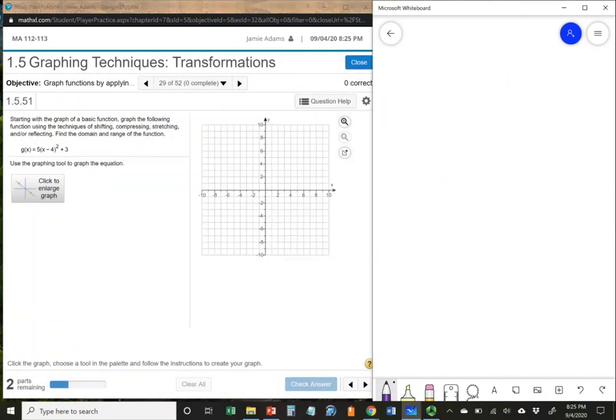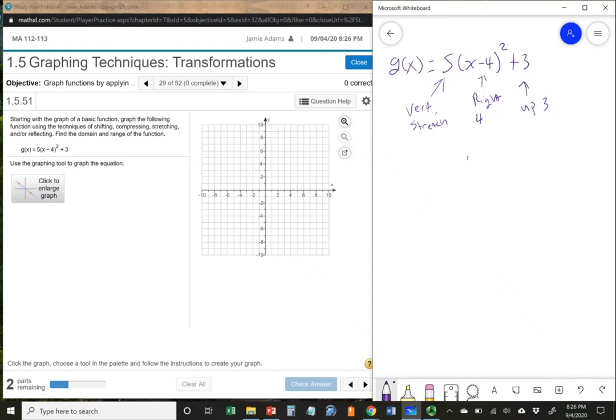Let's try another. We have the graph g of x is equal to 5 times x minus 4 quantity squared plus 3. Let's check to make sure we're in the right format. Notice that we have no coefficient of x, just a 1, which means that we're perfectly fine there. Then let's answer the question about what happens here. This 5 is a vertical stretch. Then we have on the inside this minus 4, that's a horizontal shift, but specifically it goes right 4. Then I have this plus 3 on the outside, that is up 3.